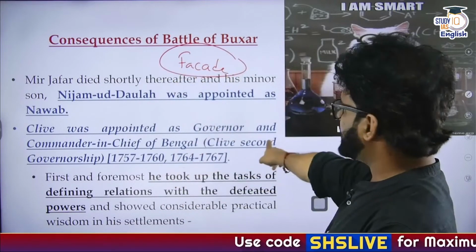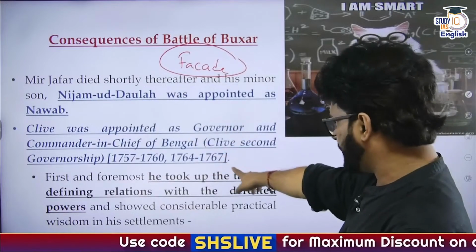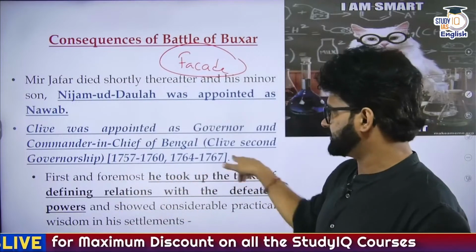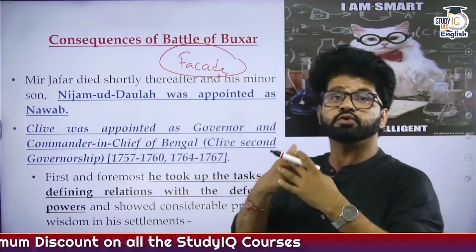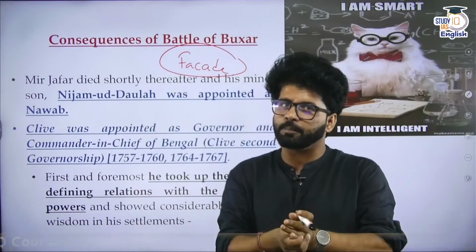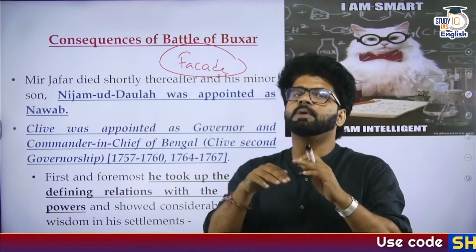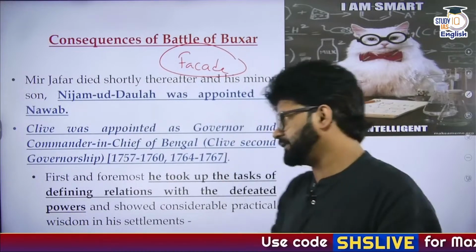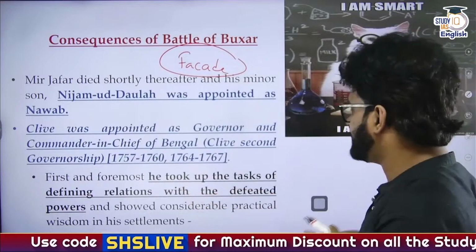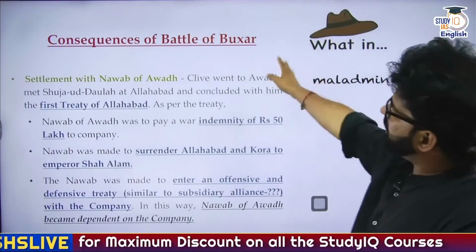So Clive was appointed as governor and commander-in-chief of Bengal. Clive's second governorship, 1757 to 60 was the first, and this is the second one. And he will do so many things. He will ensure that these Treaties of Allahabad are done in a proper manner, and there is a method to his madness. We have to understand that method. First and foremost, he took up the task of defining relations with the defeated powers. So what is he doing here?